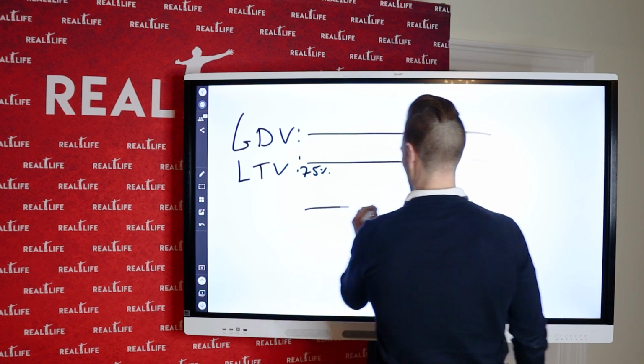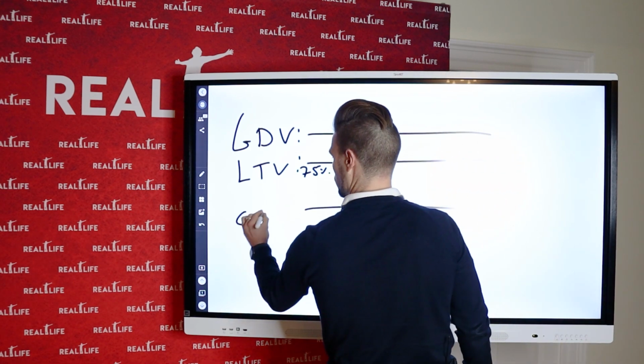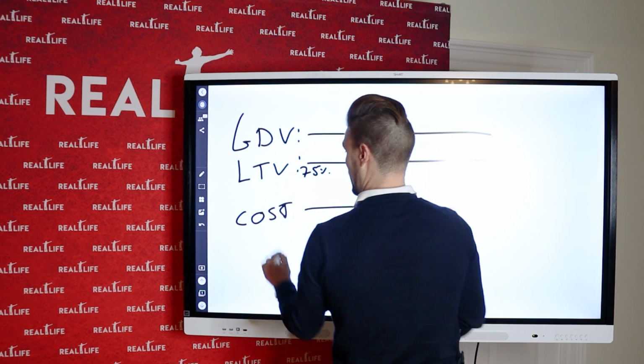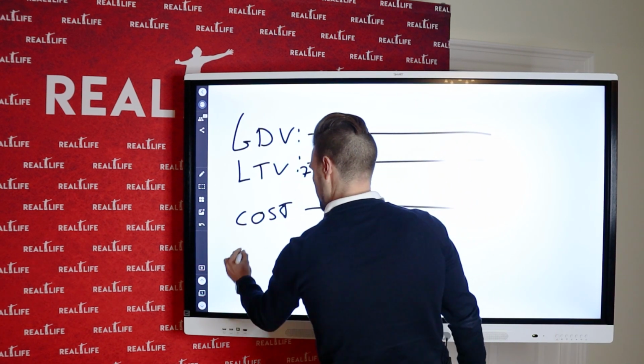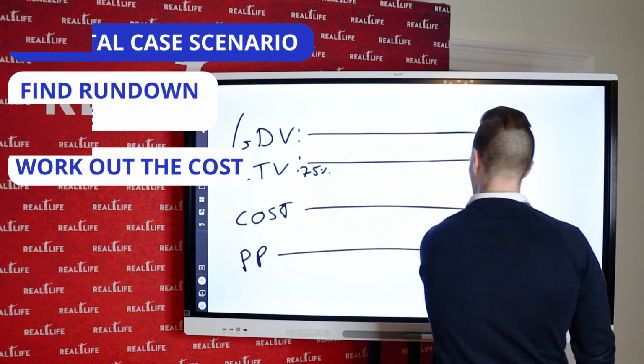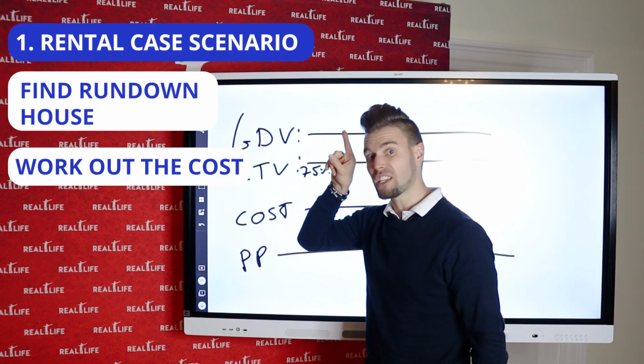Now, I still need to work out what the cost is. So again, what's the product? Now go find something that's not that product. I need to find something that's not that.